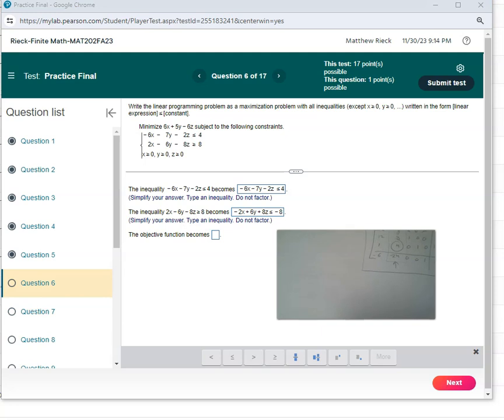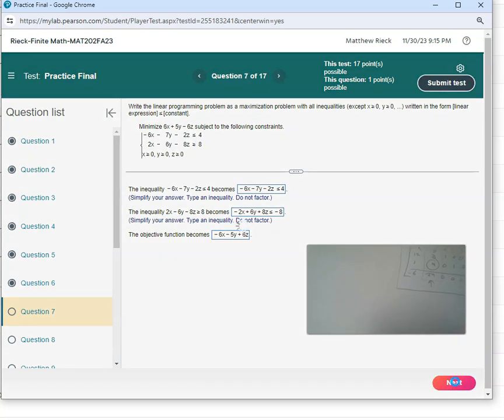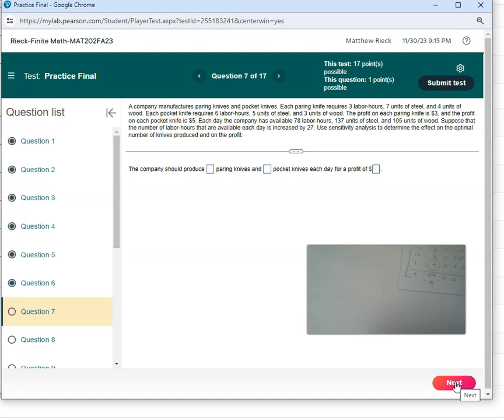And then finally, for the minimization, to convert from minimization to a max problem, you're going to maximize, and you're going to take negative 1 times whatever your objective function is. So again, you're just going to change the signs on each of the terms in your objective function. In this case, my objective function turns into negative 6x minus 5y plus 6z. All right.